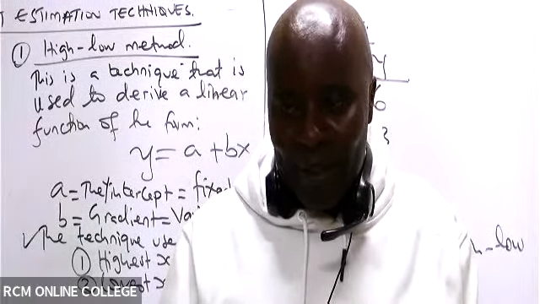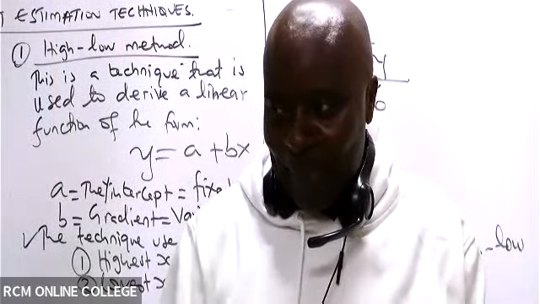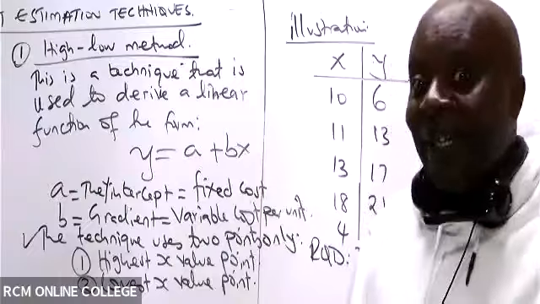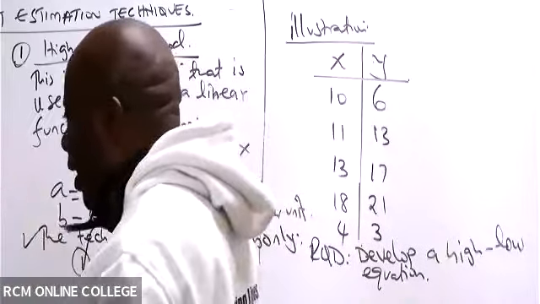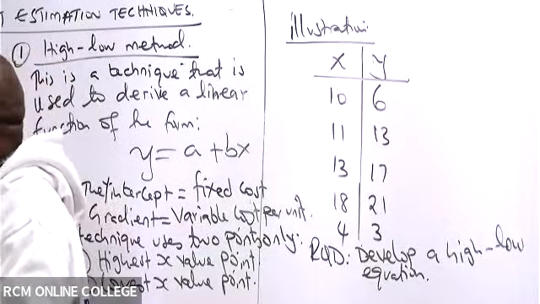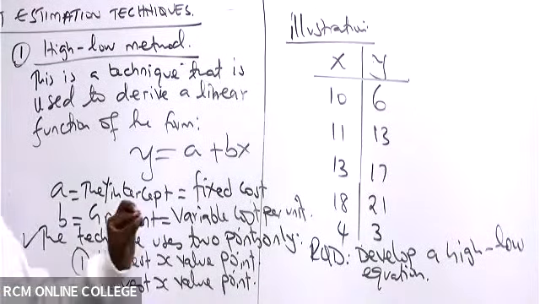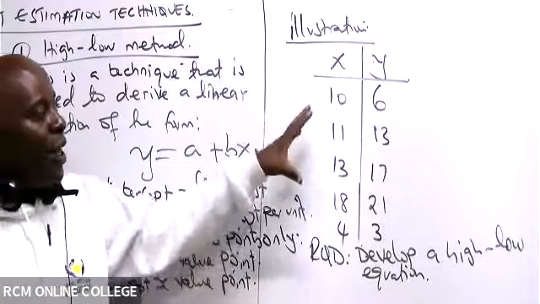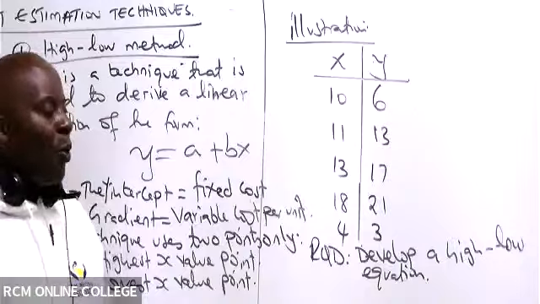How many points? Do I need 3 points? 4 points? 1 point, 2 points? How many? 2 points. A linear function is well defined by only 2 points, which in this case we have said are the highest x value and the lowest x value. So if you are told to develop a high-low equation from this kind of data, select those 2 points alone. So the 2 points are here.